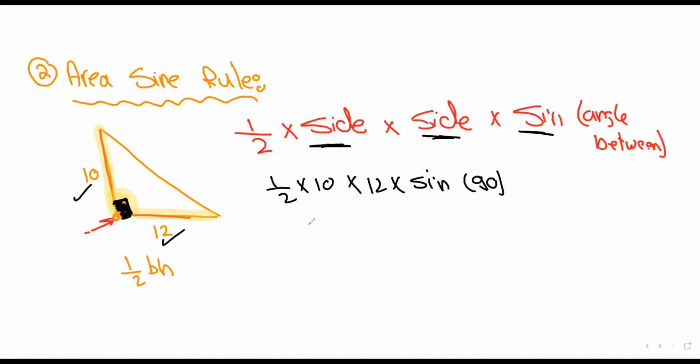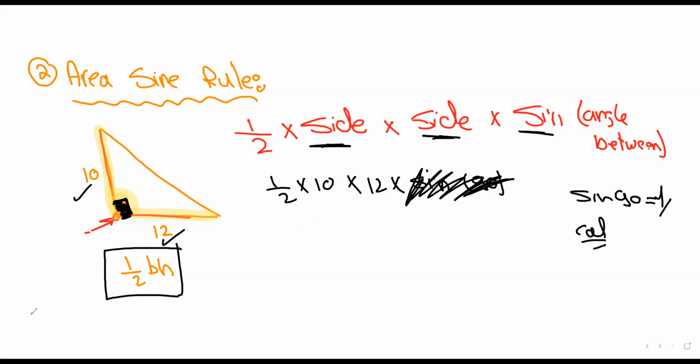Why? Let's make sure we understand. Let's take sine 90 on the side and place it on the calculator separately. You'll find that the value of sine 90 is 1. That's why the shortcut of the right angle triangle is half base height. But originally it was half times base times height times sine 90, which is the angle in between them. Okay? But why am I allowed to remove sine 90 from the rule? Because sine 90 is equal to 1.